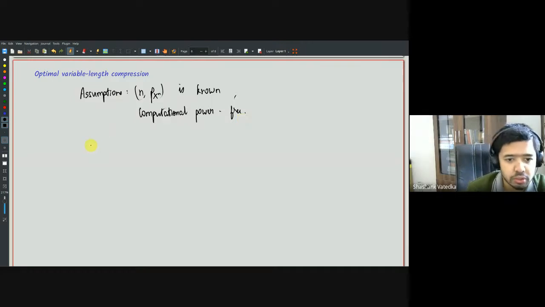So we want k of X^n to be as small as possible, sorry, the expectation of k of X^n to be as small as possible.